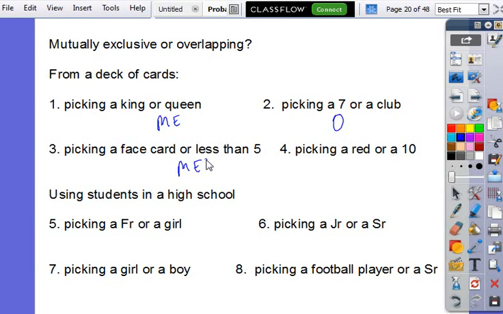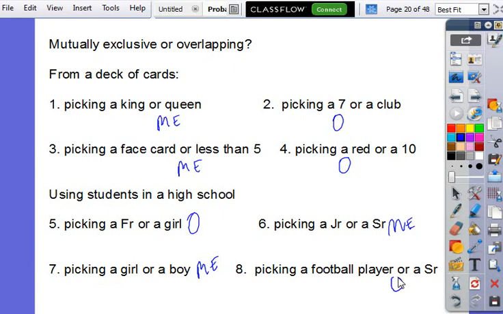That can happen at the same time. Then it says, using students in a high school, picking a freshman or a girl. That can overlap because you can be a freshman and a girl at the same time. A junior or a senior, you can't do that at the same time. A girl or a boy, mutually exclusive. And picking a football player or a senior, that can happen at the same time.